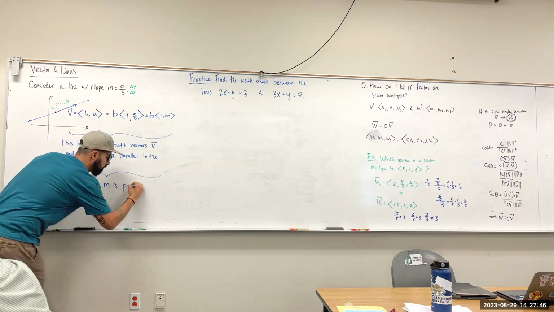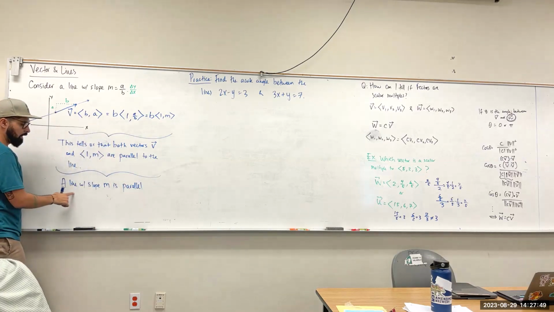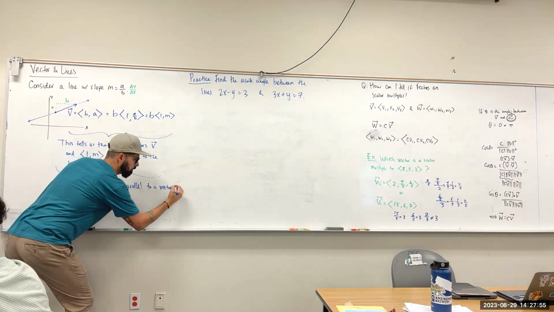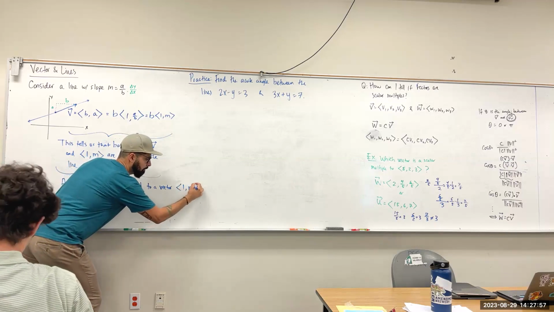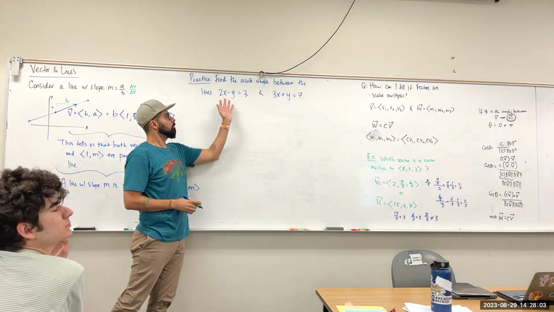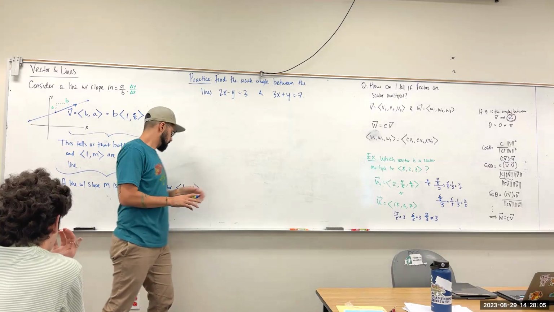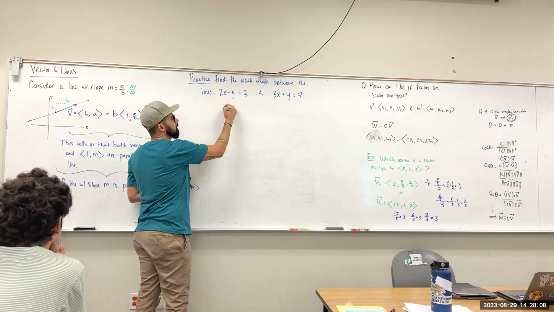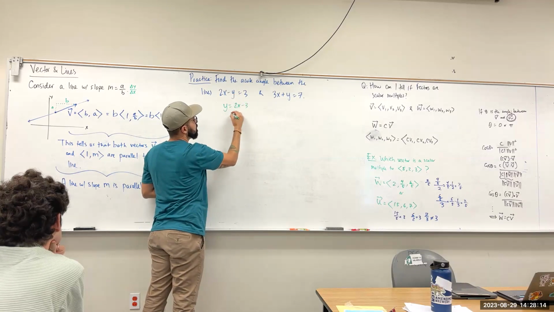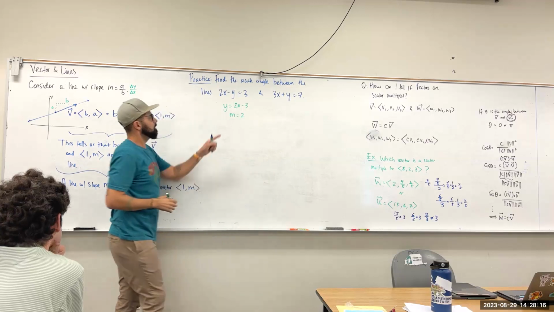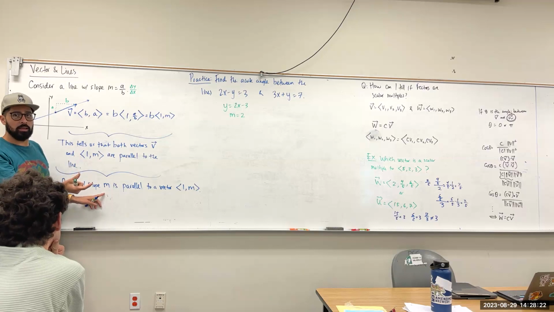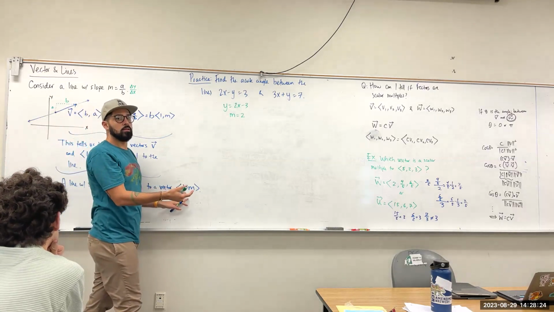So guys, just remember, here's the summary of this. A line with slope m is parallel to a vector with components 1, m. Okay. So what's the slope of this line? If you rewrite, you get y by itself. Let's see, you move the 3, it'd be 2x minus 3, so the slope is 2. So if this line has slope 2, then there exists a vector parallel to the line with components 1, 2.